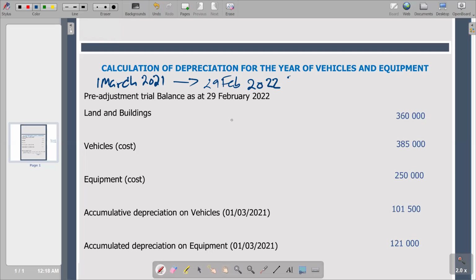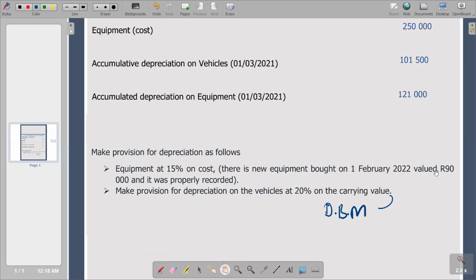But we also know that that 90,000 is inside equipment, which is 250,000. So we need to remove that 90,000 from 250,000 because it only stayed in the business for 1 month, for February only. So we need the value of equipment at cost that was there for the whole year, and then we calculate it separately. And the one that came during the year, we also calculate it separately. Then we add them together to get the total.